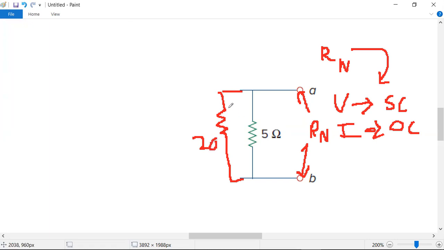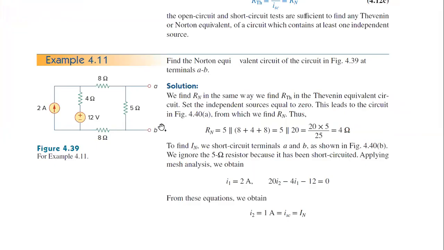This 20 ohms and this 5 ohms are parallel, then my Rn will become 5 ohms parallel with the 20 ohms. Then you will get some value. That value is 4 ohms: 20 into 5 by 20 plus 5, 4 ohms.